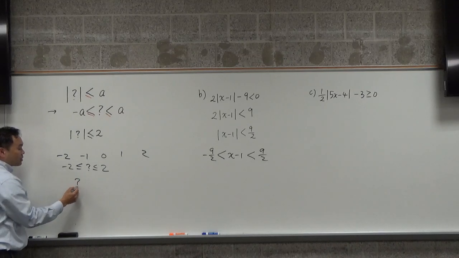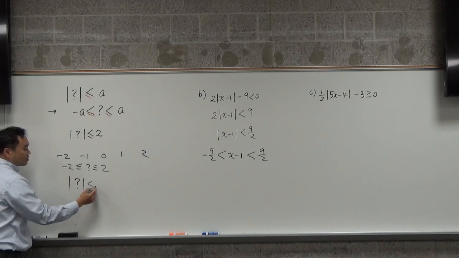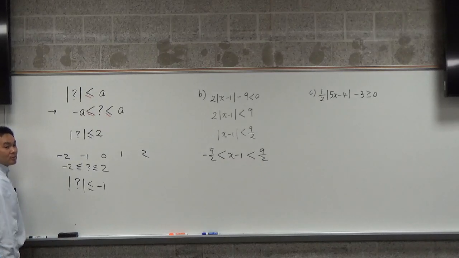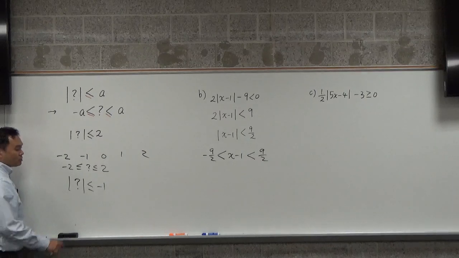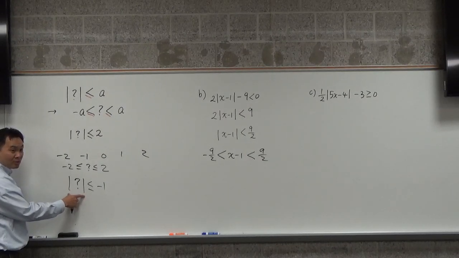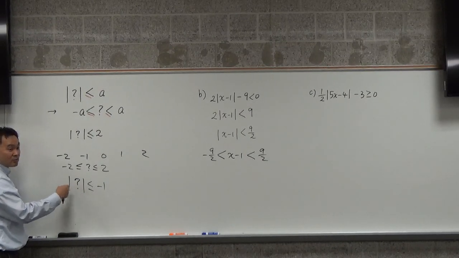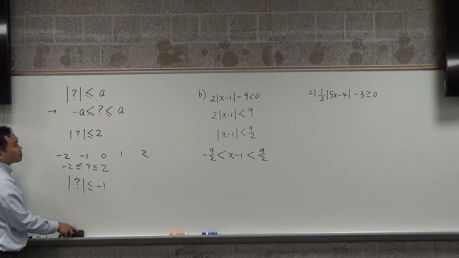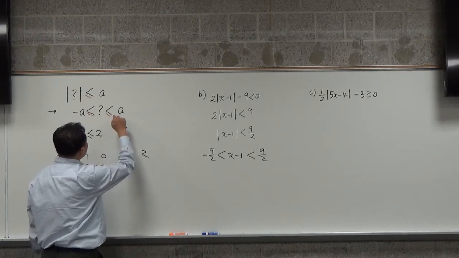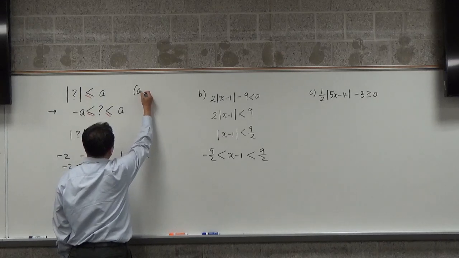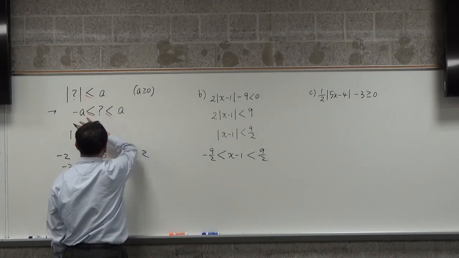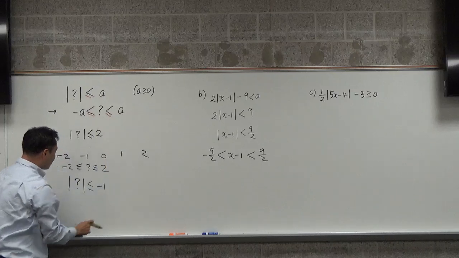Now, what if the right side is a negative number? What satisfies this? Can't do it, because absolute value always produces a positive number, so no number satisfies this. Okay? So there's another thing that I forgot to write over here: A has to be non-negative. If A is negative, then you don't even go that far and just say no solution.